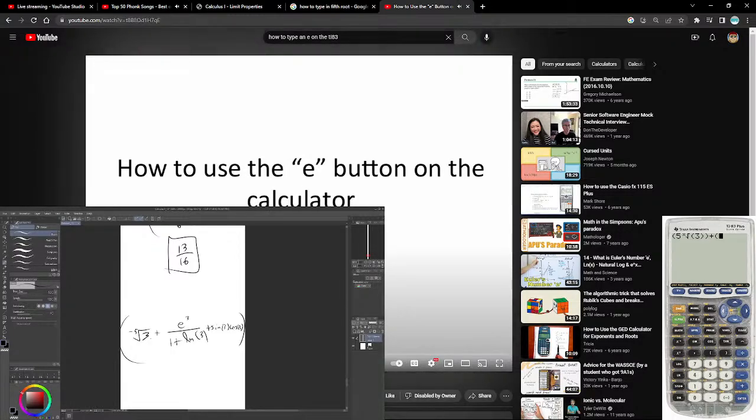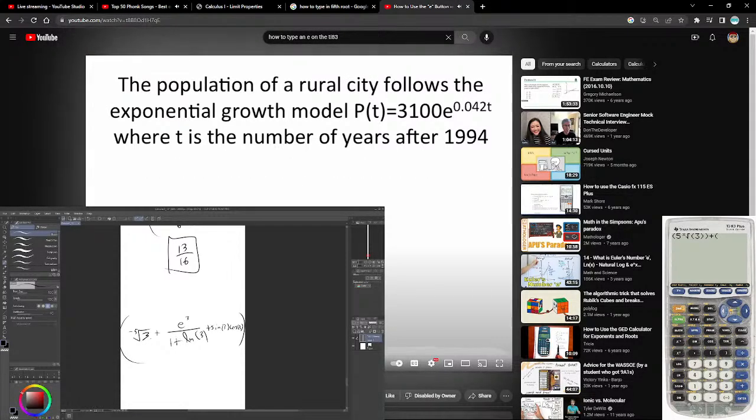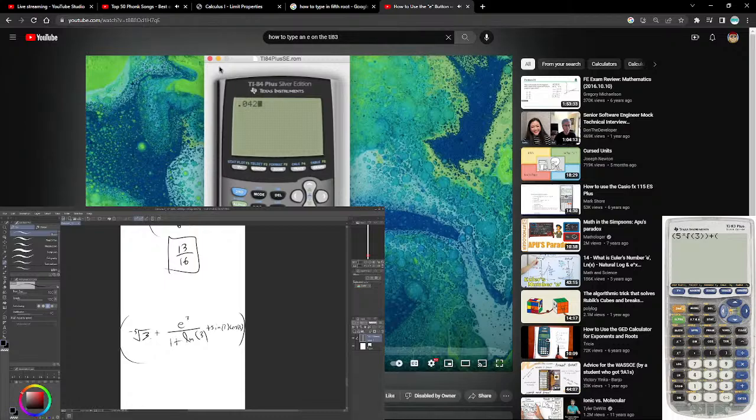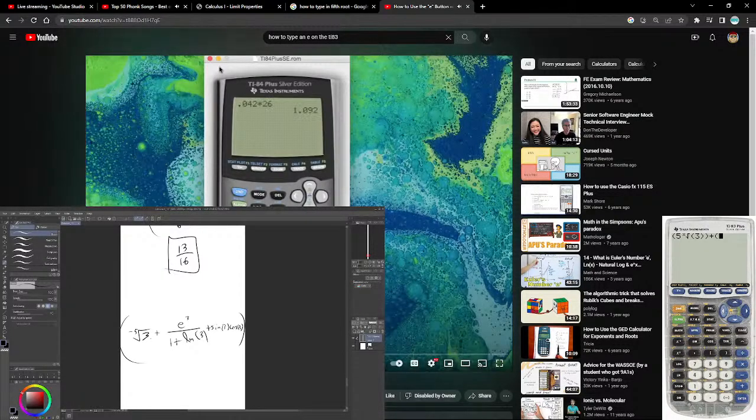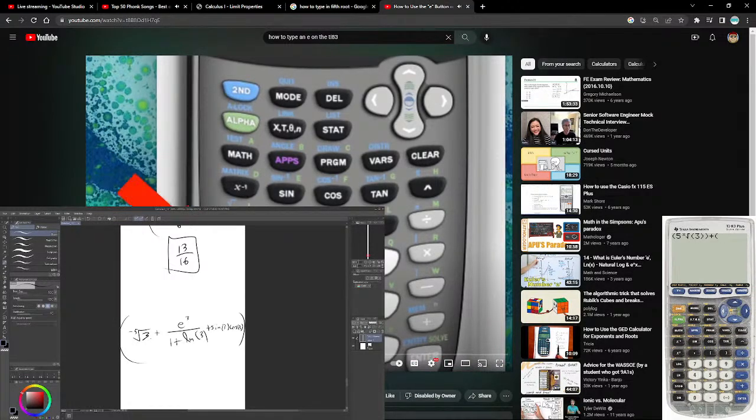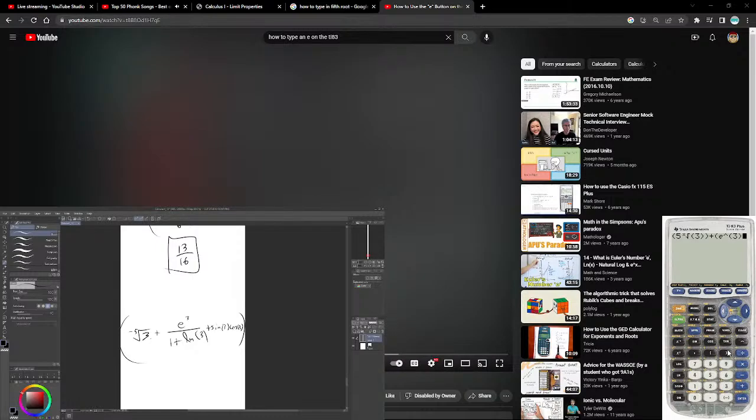In this video, I'd like 100 e to the 0 and so on. Let's say we can just do 0.04 to our model. Now how can we type it in on the calculator? We're going to need to use the ln. There we go, okay. Wait a minute. Okay. Like that.